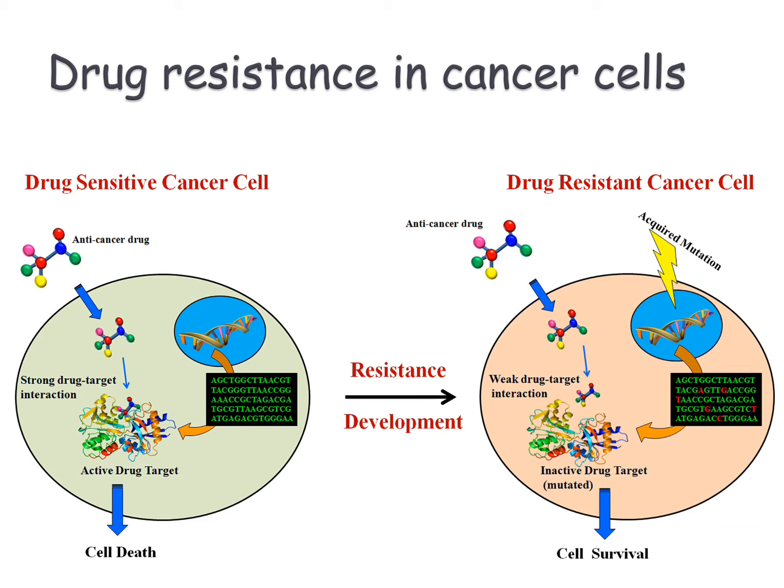Okay, on the right here, if we now have a mutation in the gene for the target, and again, this is a randomly occurring mutation, and now we've just selected for that by treating it with the drug and killing all the ones that are sensitive. And now the drug cannot interact with the target, and so the target is still active, and so the cell survives.